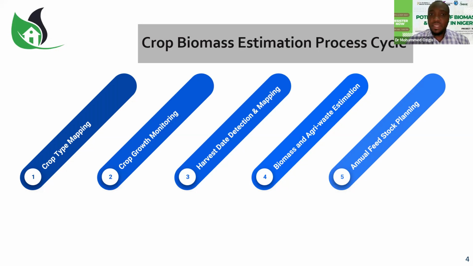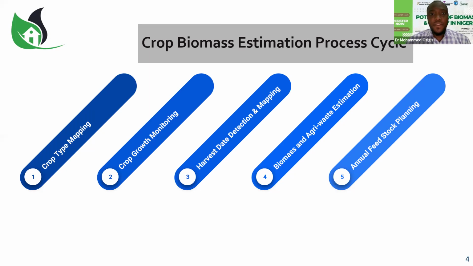The second process is crop growth monitoring. We carry out crop growth monitoring to help us understand the health status of the crop fields, because if we have to estimate biomass, we need to be sure that the field we're estimating from actually has a good growth cycle. The crops need to be healthy, because if they are not healthy, you won't be able to get the maximum biomass from the field.